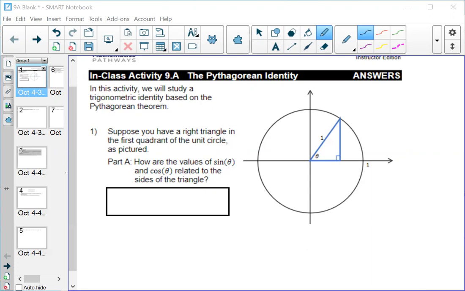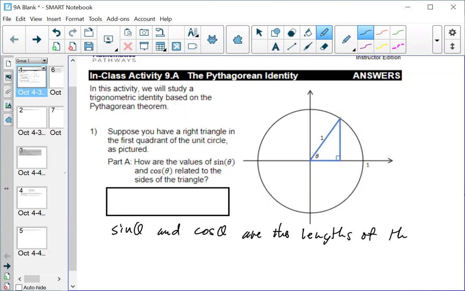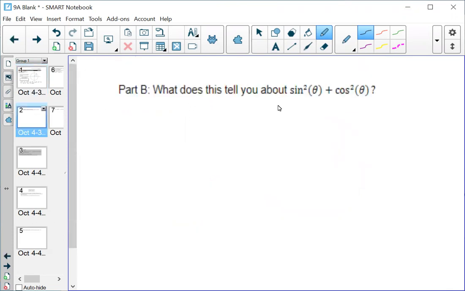Well, the values of sine theta and cosine theta, we could say, are the lengths of the two legs of the triangle. Part B. What does this tell you about sine squared theta plus cosine squared theta? Well, sine squared theta plus cosine squared theta is equal to 1, which is just the Pythagorean theorem.